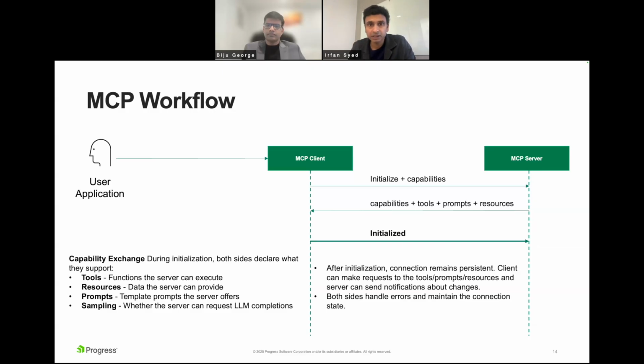After initialization, the connection remains persistent. The client can make requests to the tools, prompts, and resources, and the server can send notifications about any changes that happen on the server side. Both sides, client and server, can handle errors and maintain connection state.